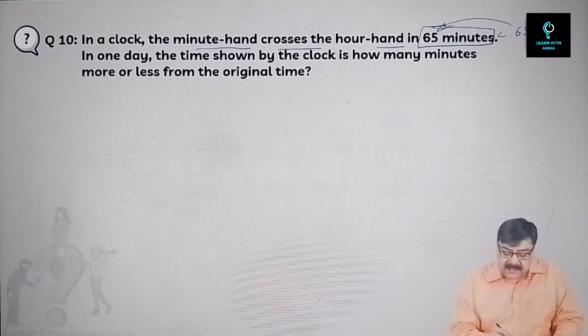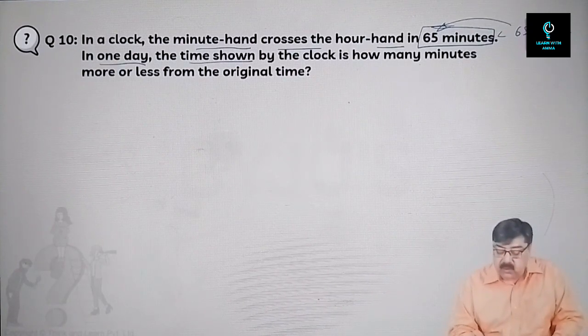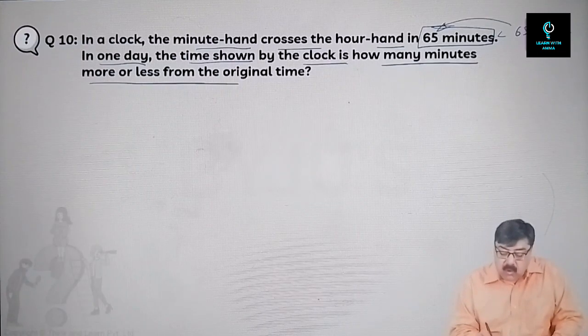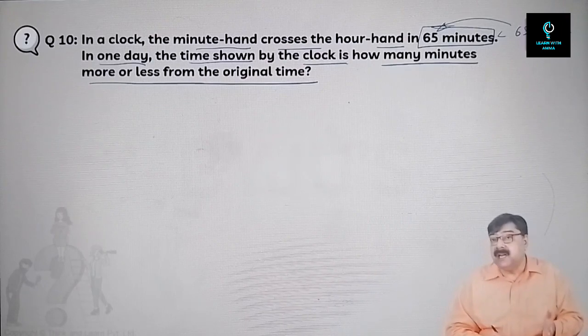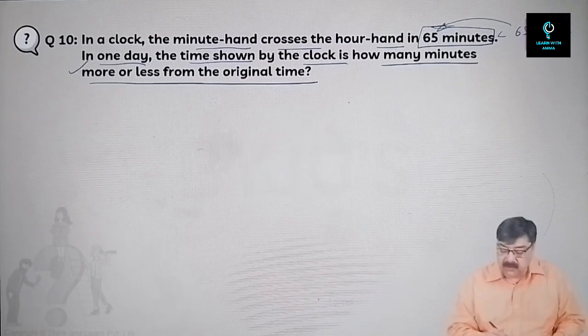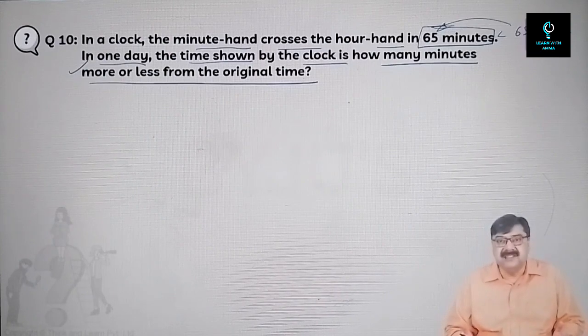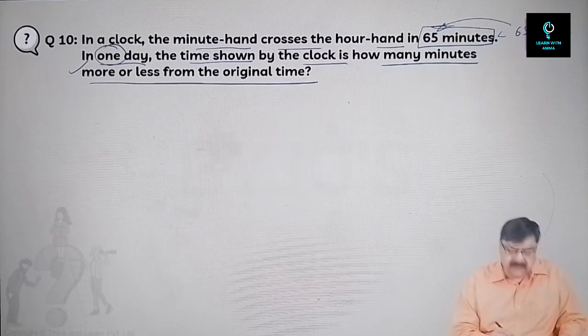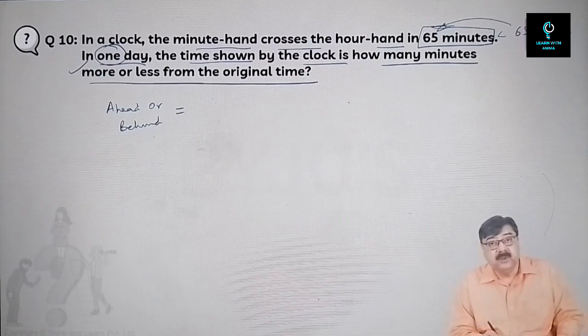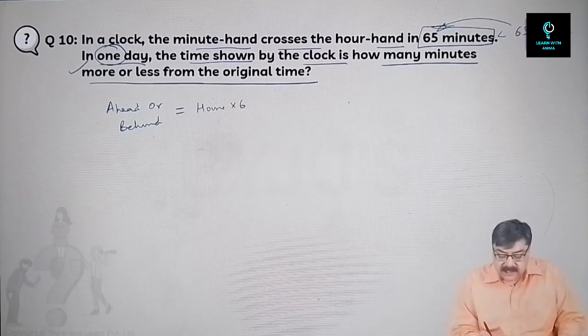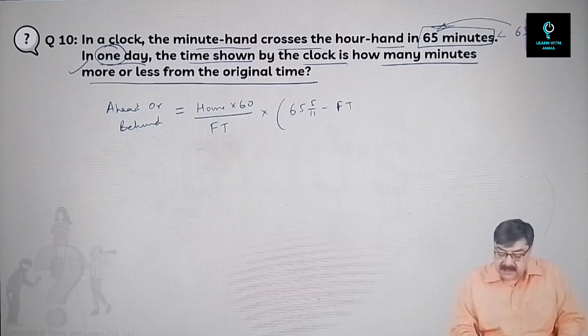Now the question says, in one day, the time shown by the clock is how many minutes more or less from the original time? So first of all, it will be more or less. It will definitely be more because it is a clock which runs fast. Now see, the number of hours is also given to you here. When you say ahead or behind, that shall be equal to hours into 60 by faulty time into 65/5 by 11 minus faulty time.